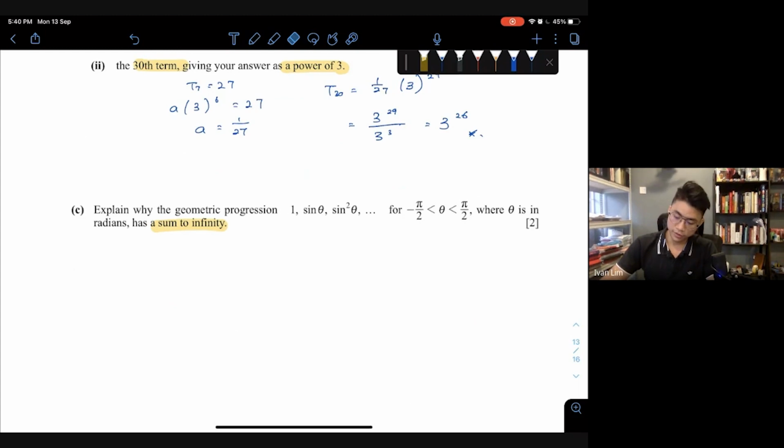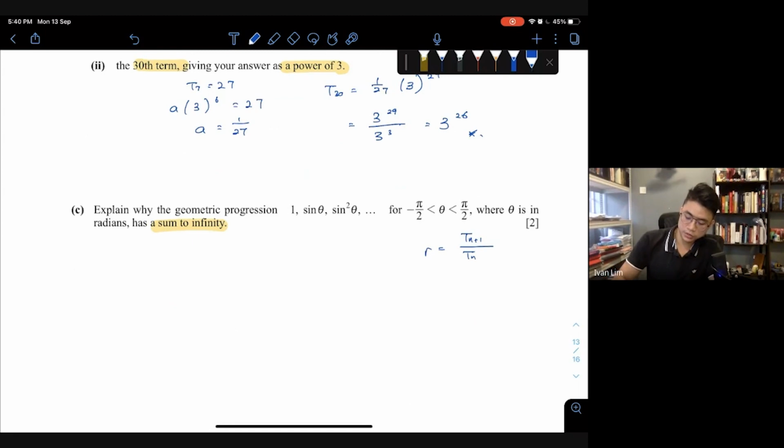R, for a geometric progression, R is your next term, your Tn plus 1 divided by Tn. Because, let's say, AR to the power of 2 divided by AR. Okay, so you all got to remember this formula as well. Tn plus 1 divided by Tn. That's how you find your R.